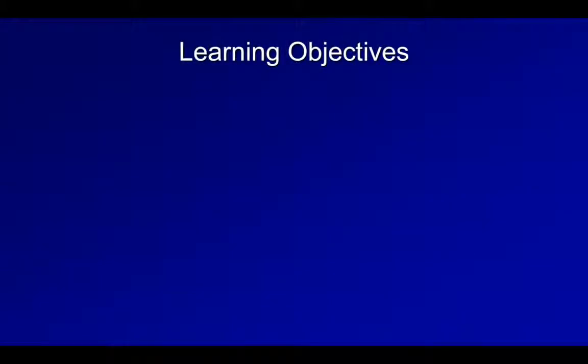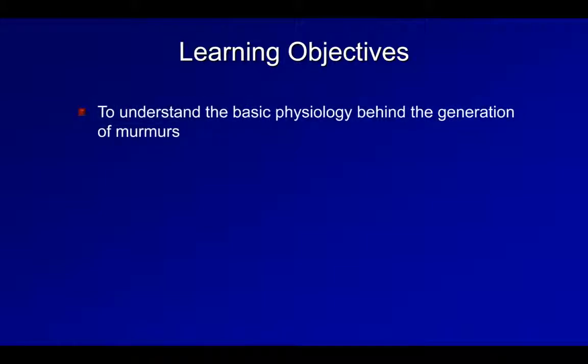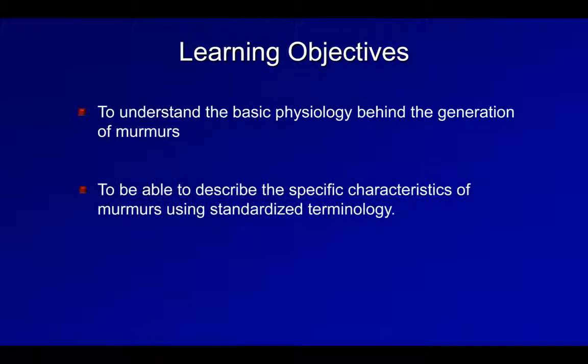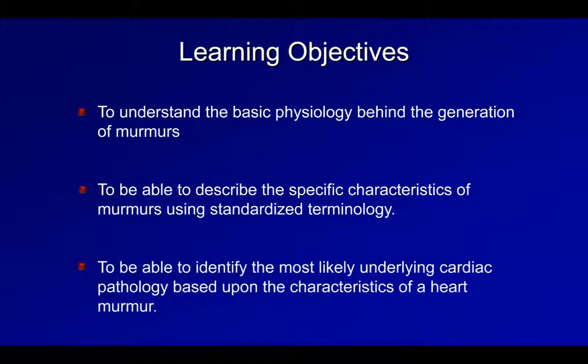Here are the learning objectives of this talk. First, to be able to understand the basic physiology behind the generation of murmurs. Second, to be able to describe the specific characteristics of murmurs using standardized terminology. Finally, to be able to identify the most likely underlying cardiac pathology based upon the characteristics of a heart murmur.